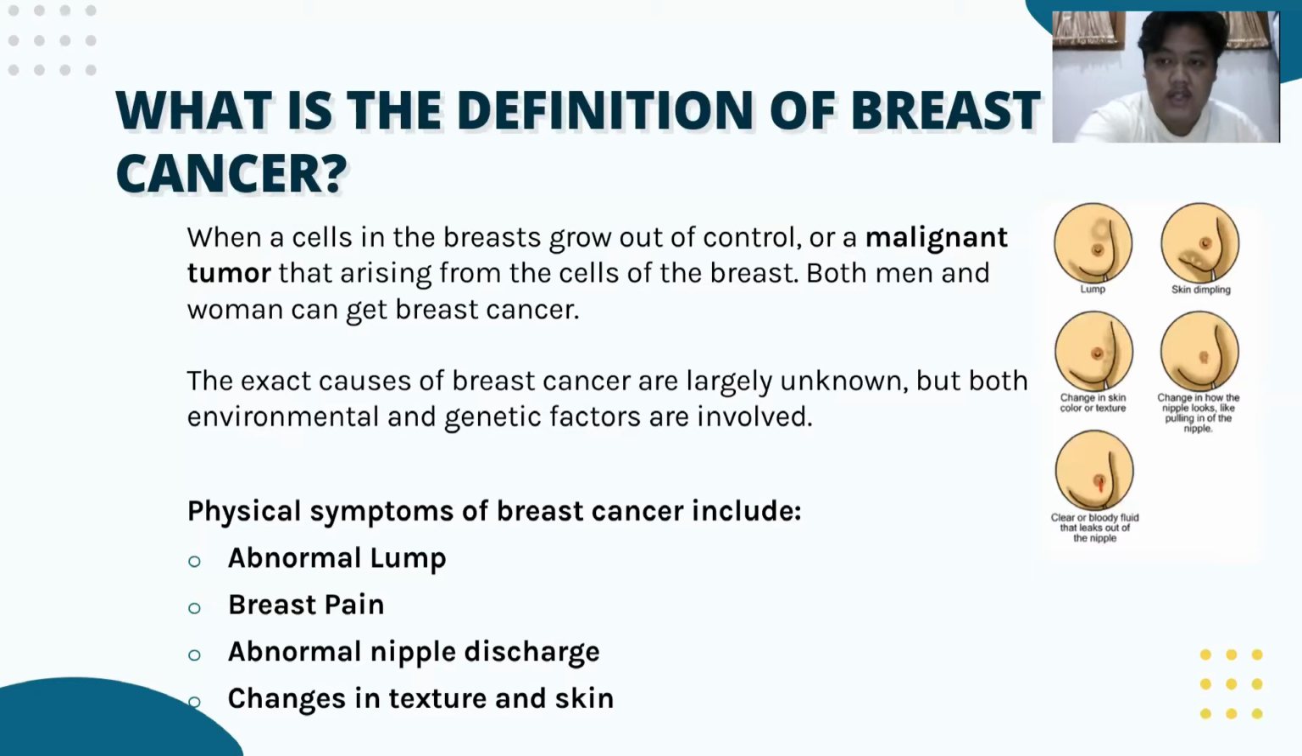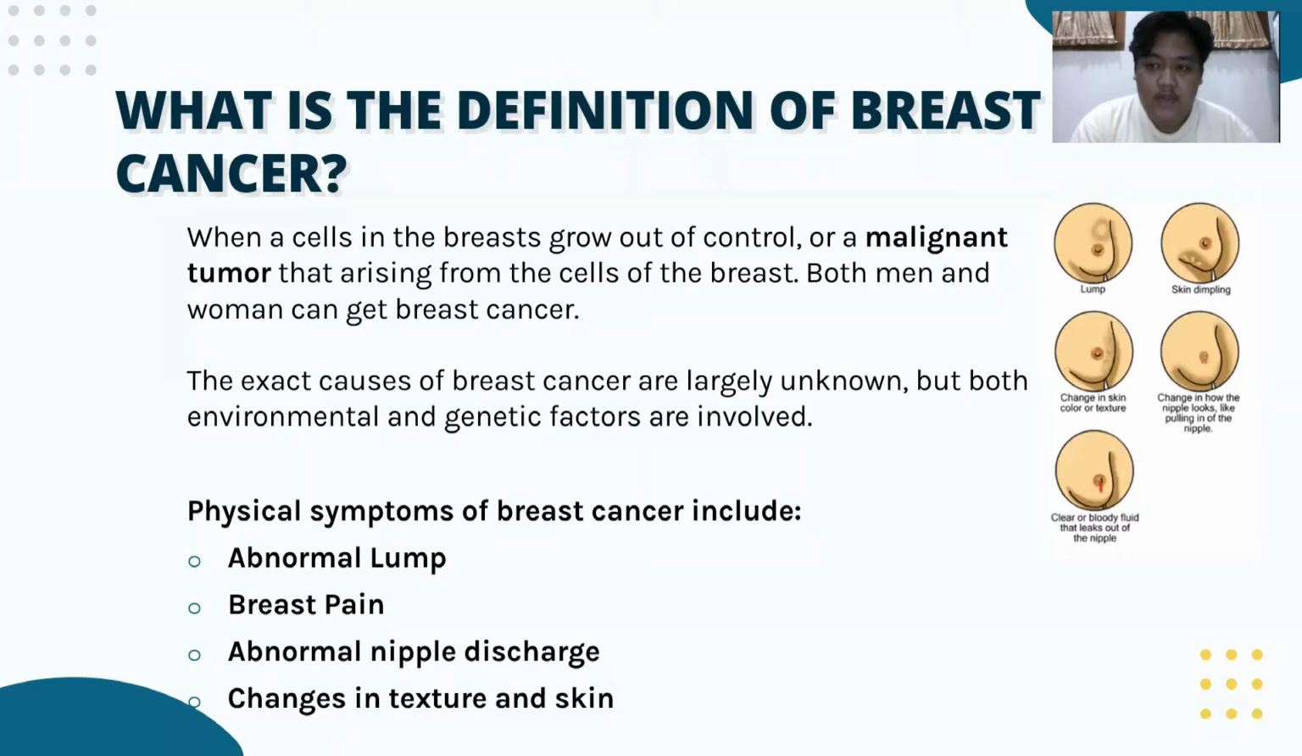Breast cancer is a disease in which cells in the breast grow out of control, or a malignant tumor, a collection of cancer cells arising from the cells of the breast. People may think that men cannot develop breast cancer because they do not think of men as having breasts. The fact is, however, that both men and women have breast tissue. The exact causes of breast cancer are largely unknown, but both environmental and genetic factors are involved.